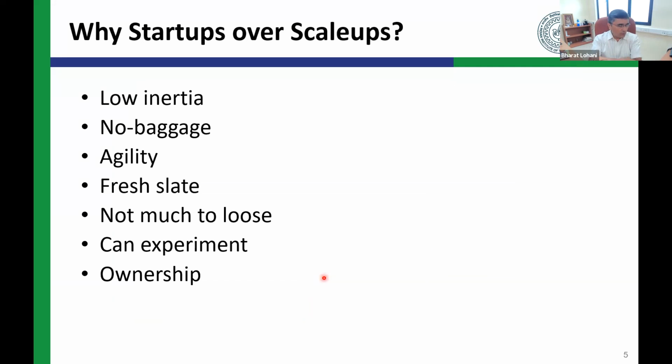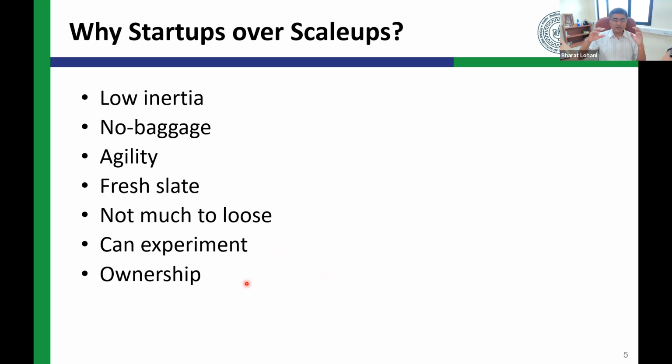Well, one thing we always say is, why startup and why not these old companies? Naturally, startups are very important because they do not come with any inertia. They don't carry any baggage like the old companies. They have a certain agility, and of course this latest fresh. And generally they don't have much to lose. They can take the risk and can experiment. And those who are involved in the startup, they take ownership.